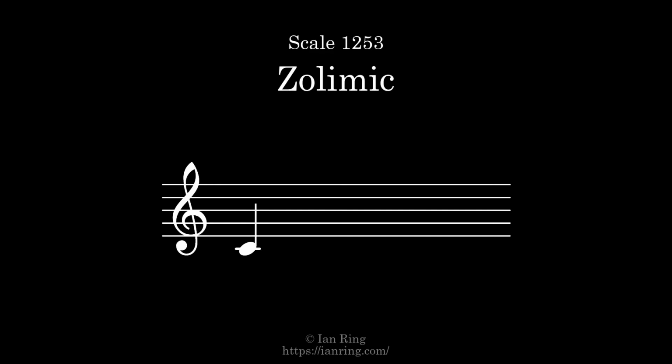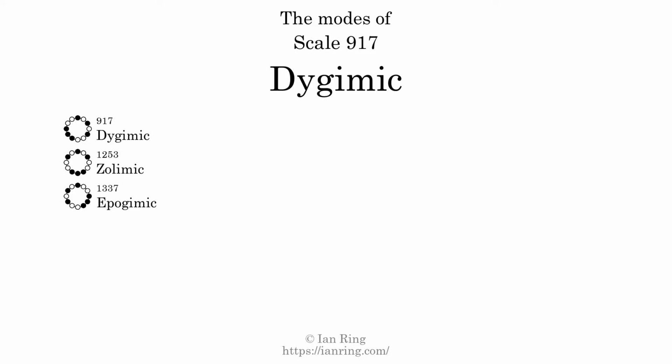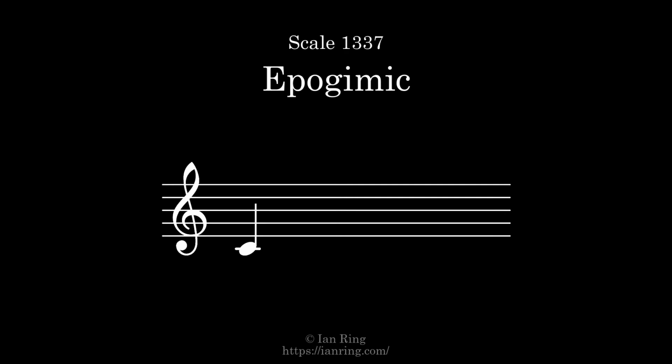This scale has 6 modes. The first mode is itself. The second mode is scale 1253, also known as Dygimic. It sounds like this. The third mode is scale 1337, also known as Epidemic. It sounds like this.